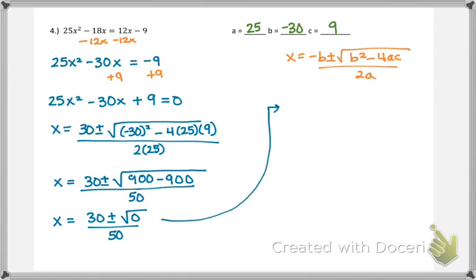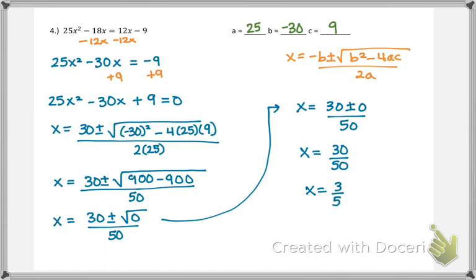I'm going to move over here. So when what's inside the square root is 0, think about how many answers we're going to have. 30 plus or minus 0 divided by 50. Well, 30 plus 0 is 30, and 30 minus 0 is 30. So when you're adding and subtracting 0, that doesn't change anything. X is going to be just 30 over 50. There's only one answer. And I can reduce that. X is equal to 3/5.